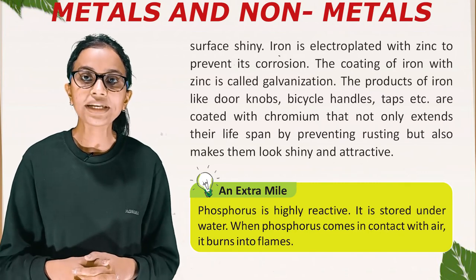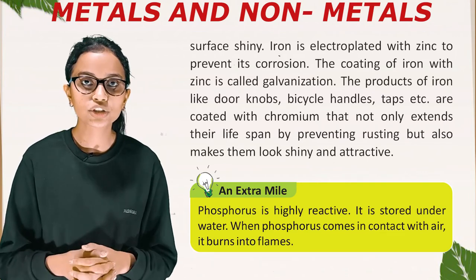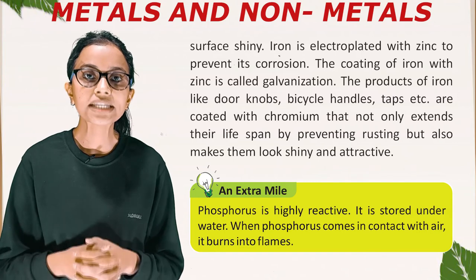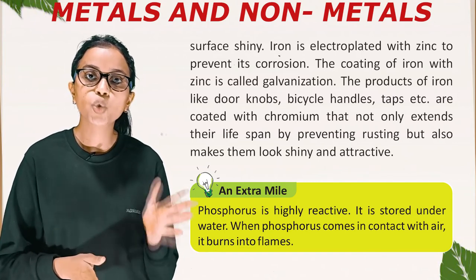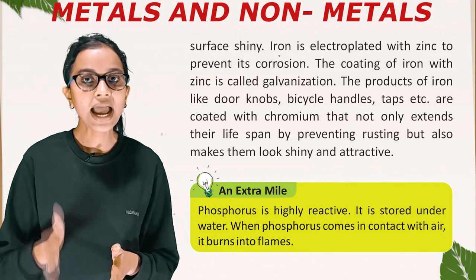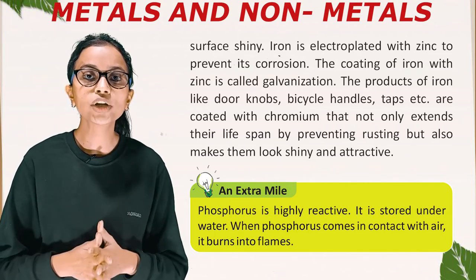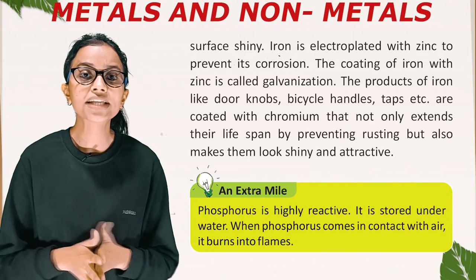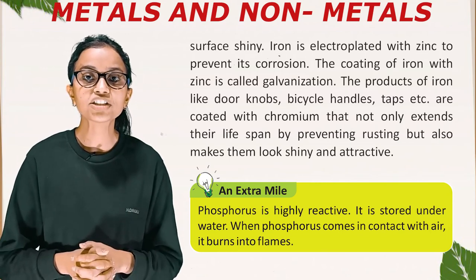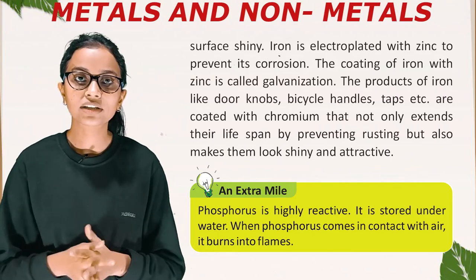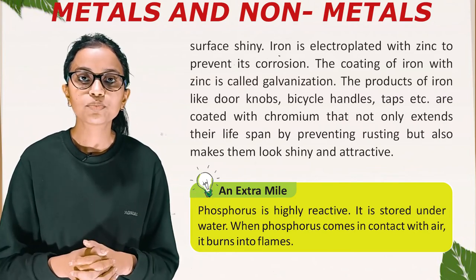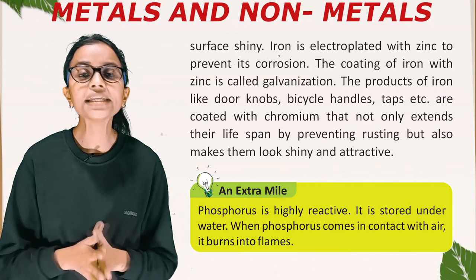Iron is electroplated with zinc to prevent its corrosion. The coating of iron with zinc is called galvanization. The products of iron like door knobs, bicycle handles, taps, etc. are coated with chromium that not only extends their lifespan by preventing rusting but also makes them look shiny and attractive. An extra mile. Phosphorus is highly reactive.